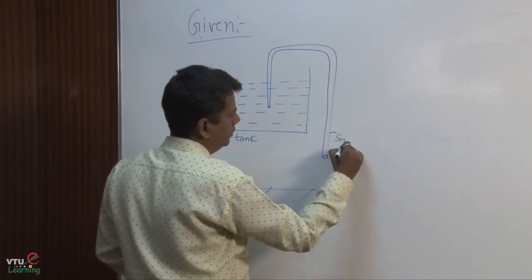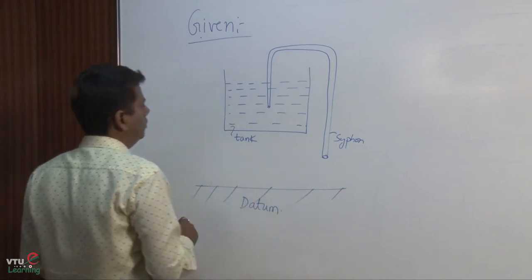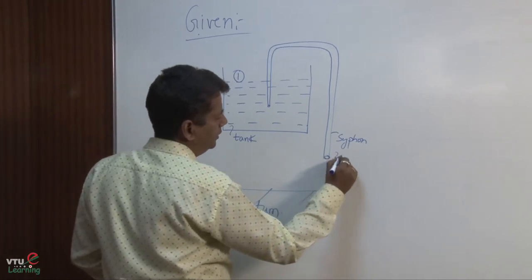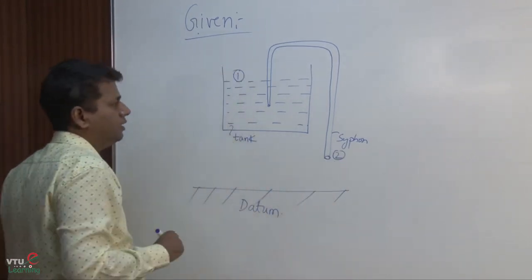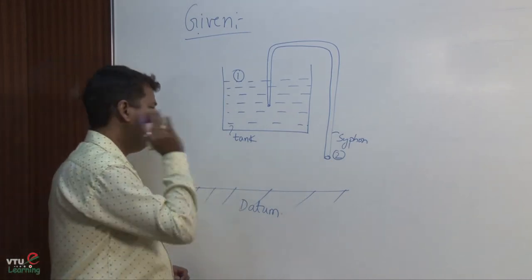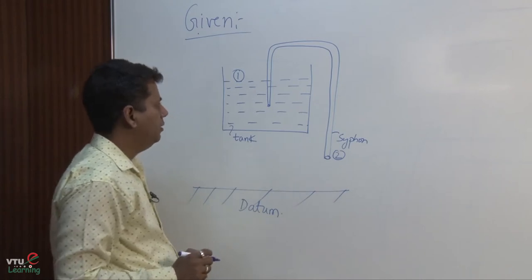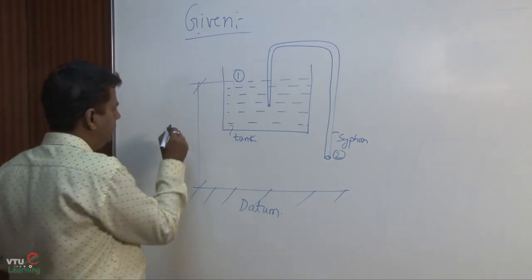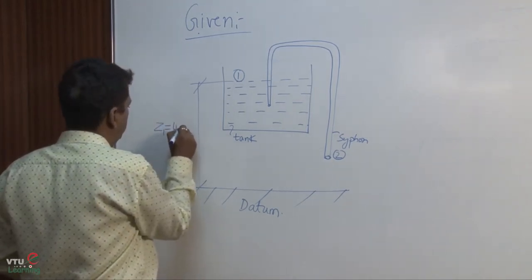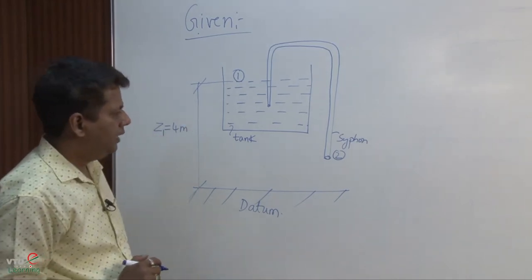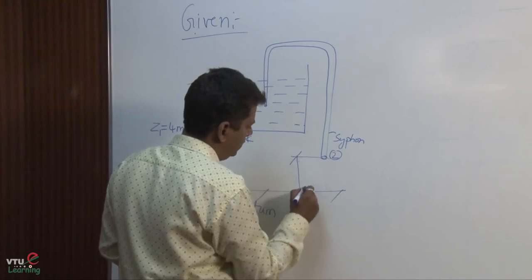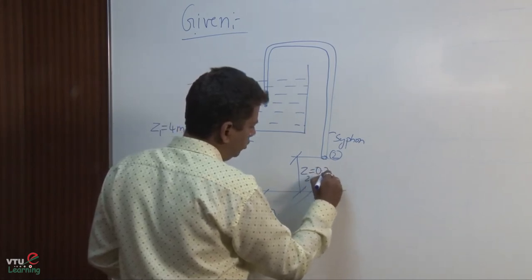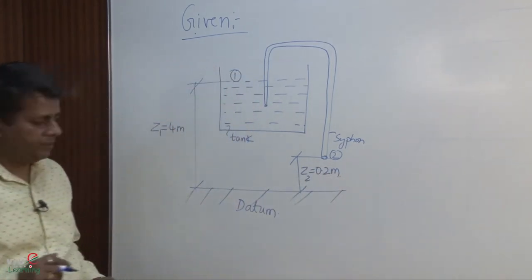This is the siphon tube, right? So for our convenience, we represent this state as 1 and the output point as 2. So 1 is the surface of the water and 2 is the outlet or the end of the pipe. So 1 is at a distance of 4 meter. So we call it Z1, 4 meter, that is the distance, and Z2 is at a distance of 0.2 meter from the baseline or the reference, right?